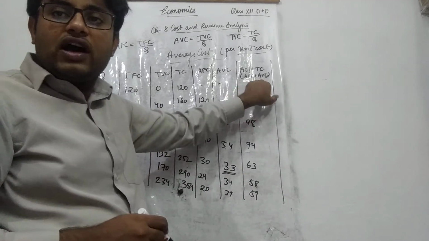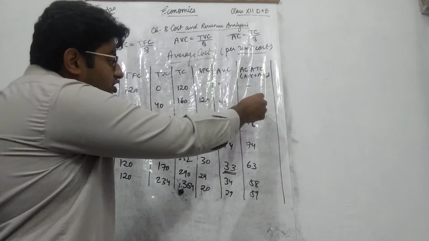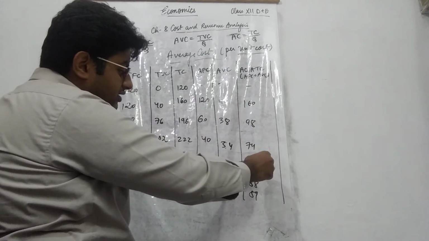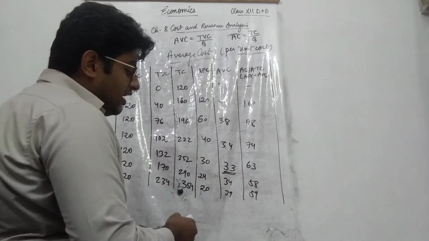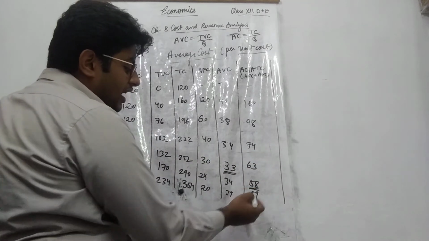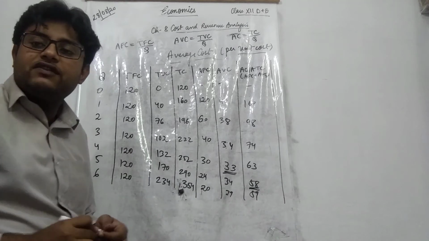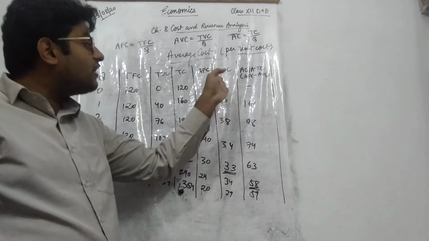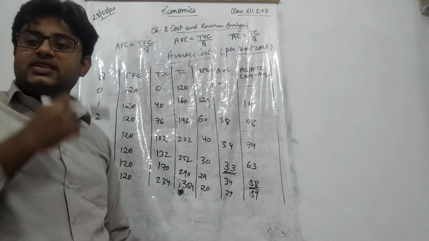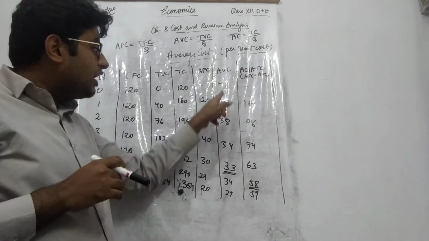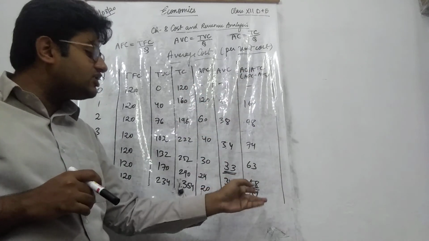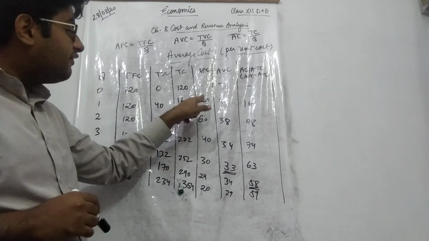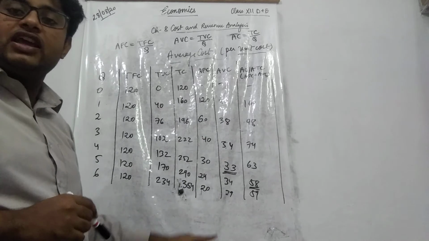Then average cost is also falling. Alright, 63, 58, it reaches a minimum, and again it becomes 59. That means it starts increasing. So the behavior of average variable cost and average cost is somewhat the same. Both of them fall, reach the minimum, and start increasing. And average fixed cost is continuously falling.